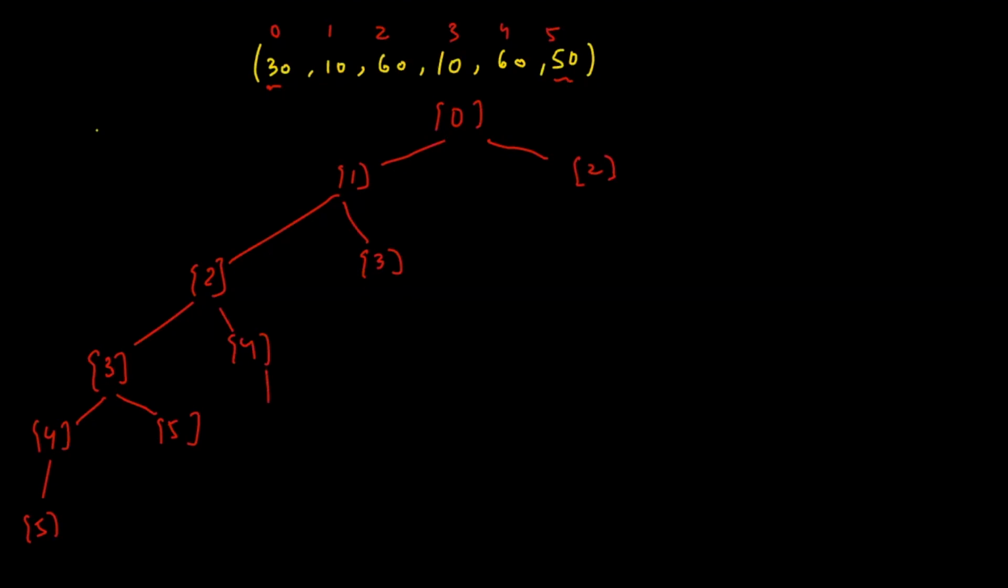So from 4, where can you move? Again, to 5 only. From 3, where can you move? To 4 and 5, both of them. From 2, where can you move? One is 3, the other is 4. From 3, you can either move to 4 or to 5.